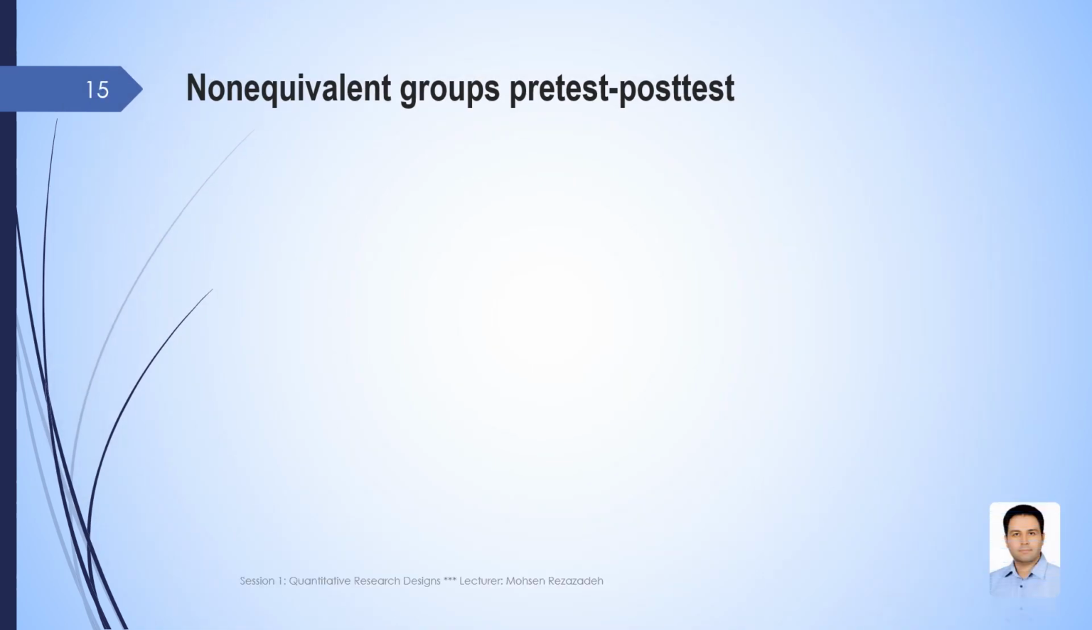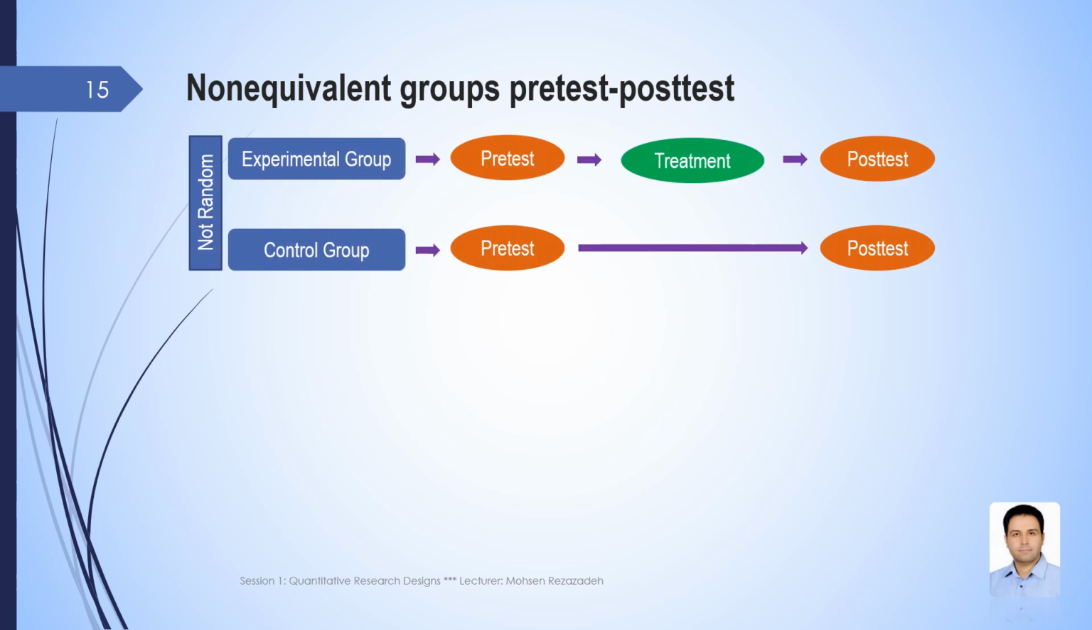Another quasi-experimental design is non-equivalent groups pretest-posttest design. Again, here we have two groups, experimental group and control group, but not random. For example, we have two intact classes, and we say that one class is considered as the experimental group and the other class is considered as the control group. In fact, the difference between this design and the one mentioned in the previous slide is the test administered prior to the experiment, that is the pretest.